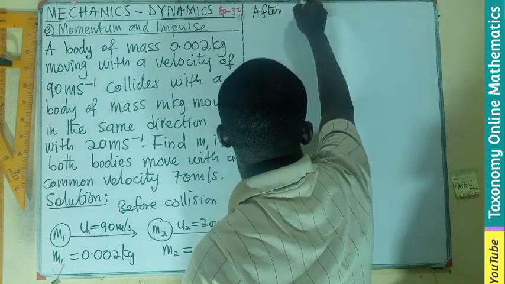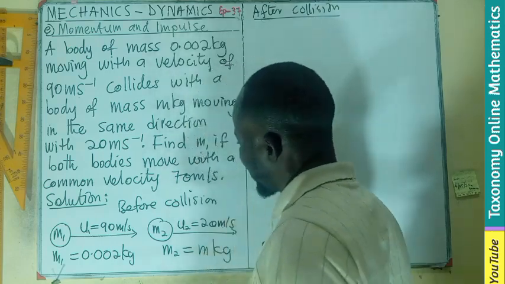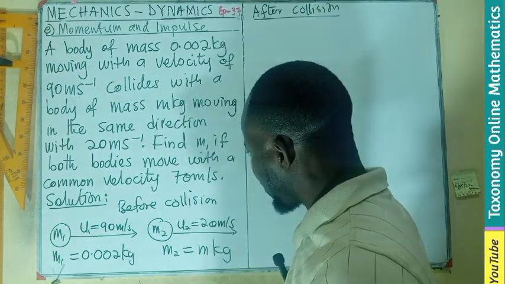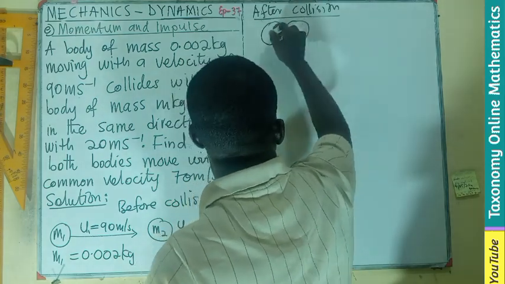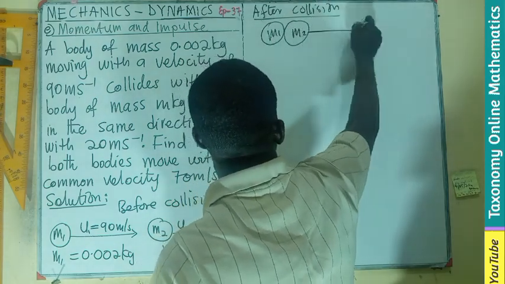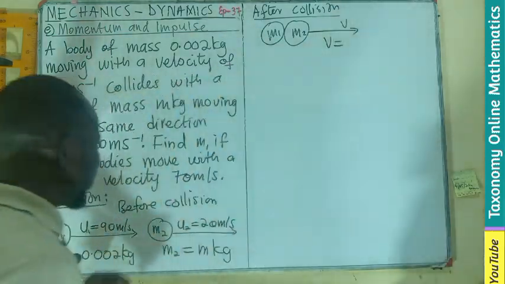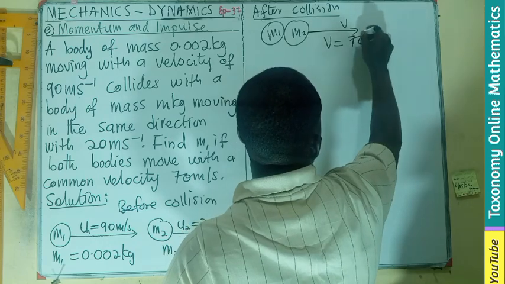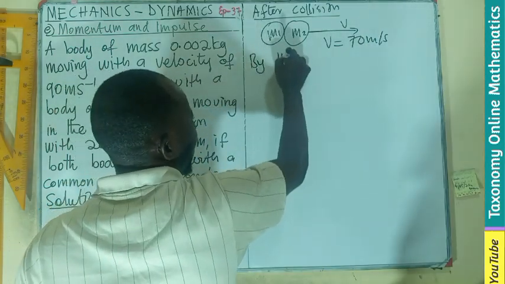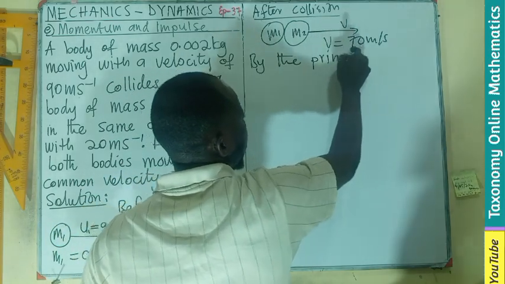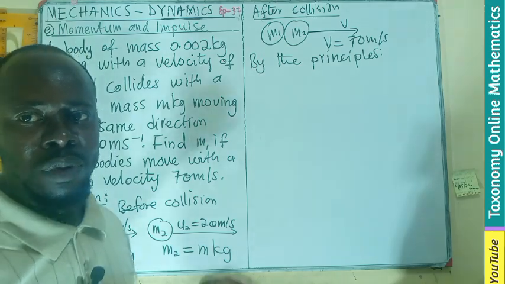Now, after they collide, so let's see. After collision, they say the bodies collide and stick together. So we can see this body and this body, m1, m2, now stick together, moving with a common velocity, which is given to us as 70 meter per second. So we can conclude by the principles of conservation of linear momentum.